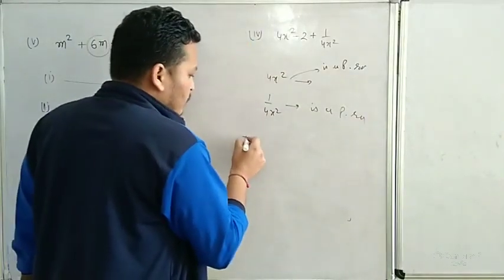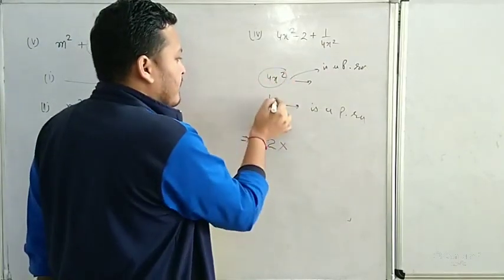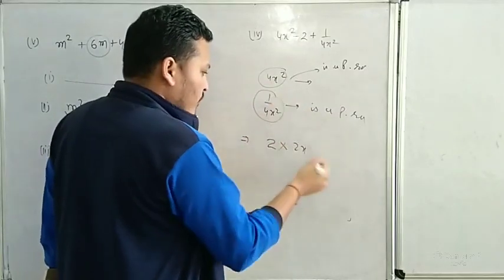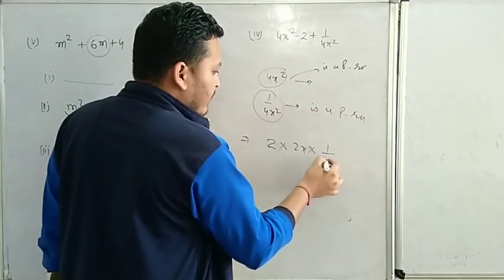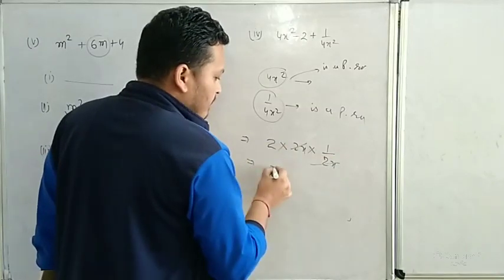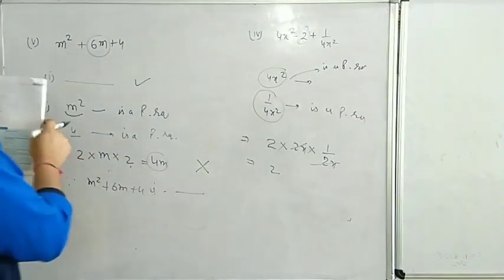How can we get the answer 2? So 2 into the product of the square roots of the perfect squares. So 4x square का square root 2x. What is the product with the square root of 1 by 4x square? So 4x is cancelled. So 2 is remaining. So our third term is 2. The answer is correct.